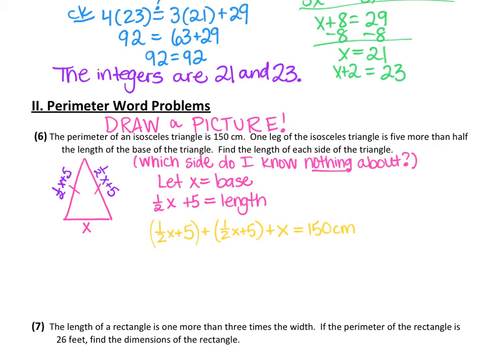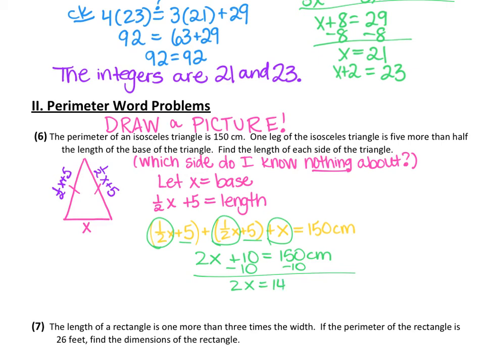When I add that up, it's going to equal 150 centimeters. So now I need to combine all my like terms on the left-hand side. I have a 1/2 an x, a 1/2 an x, and a whole x. That gives me 2 x's in total. Plus 5 plus 5 is 10. And that's going to equal 150 centimeters. Now we can go ahead and solve. I'm going to subtract 10 on both sides. That's going to give me 2x is equal to 140 centimeters. I'm going to divide by 2 on both sides, and I find that x is equal to 70 centimeters. Great. We have x is equal to 70 centimeters. We can look right back up here. X was the base.